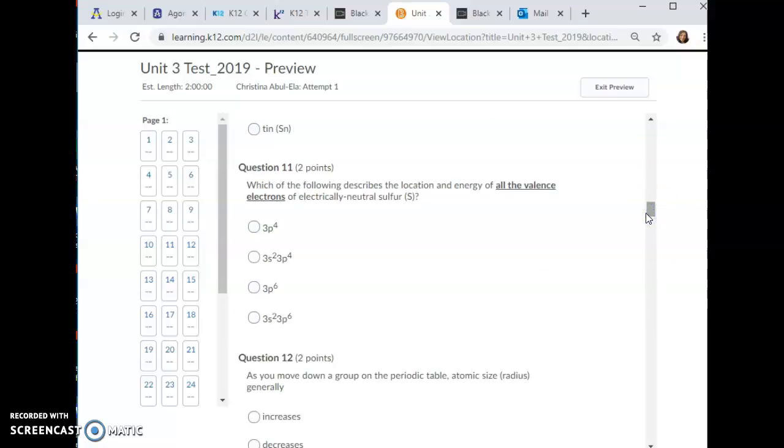Question 11. Which of the following describes the location and energy of all the valence electrons of an electrically neutral sulfur? 3p4, 3s2, 3p4, 3p6, 3s2, 3p6.